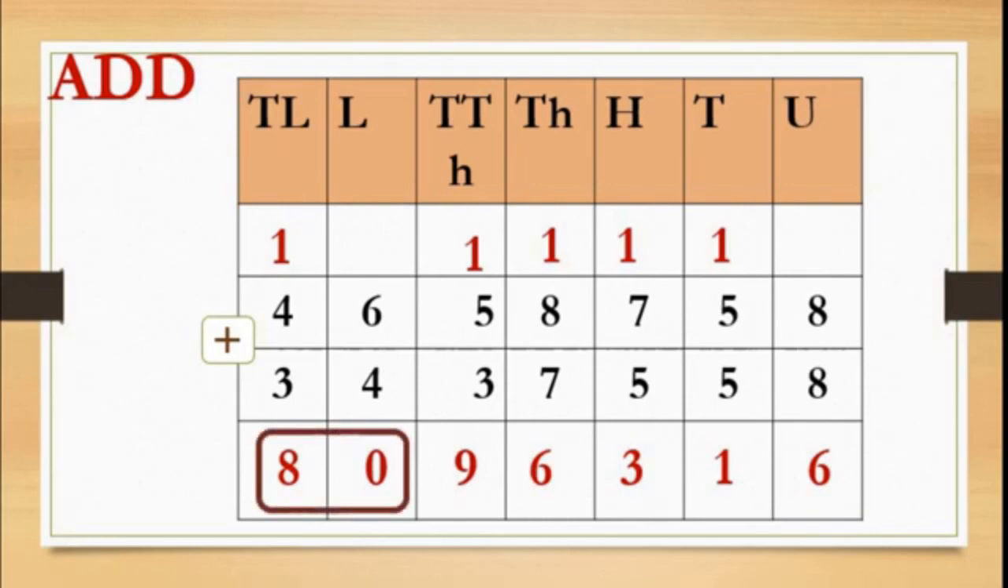Now how to read this? We take together the lakhs place and we take together the thousands place while reading or writing the number in words. Now how to read this? 80 lakhs 96,316. Got this? Once again, 80 lakh 96,316.